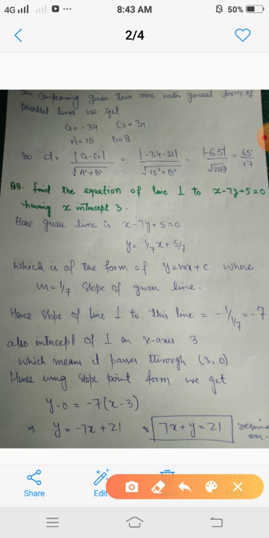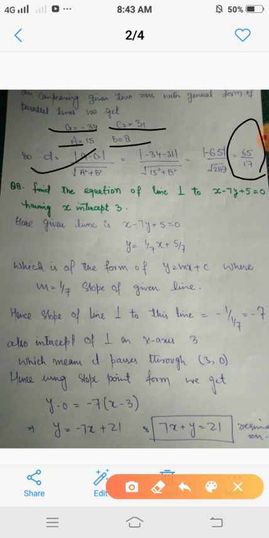on comparing, c1 is minus 34, c2 is 31, a is 15, b is 8. So on substituting in this equation we simply get d equals 65 upon 17. So the distance between these two parallel lines is 65 upon 17 units.